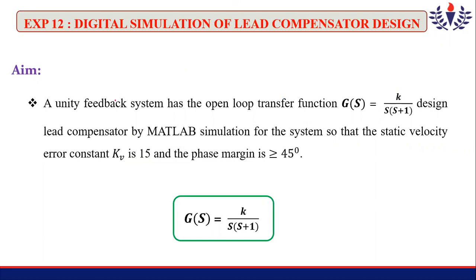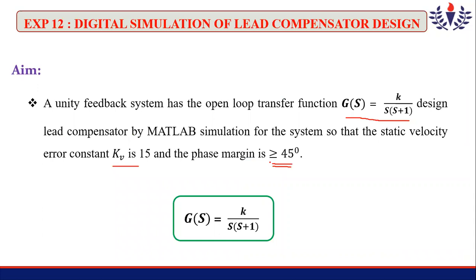Coming to the aim of the experiment, a unity feedback system has an open loop transfer function G(s) = K / (s(s+1)). Design a lead compensator by MATLAB simulation for the system so that the static velocity error constant Kv is 50 and the phase margin is greater than or equal to 45 degrees. So the open loop system is given, and we need to design a lead compensator in such a way that we get the desired phase margin, greater than or equal to 45 degrees.